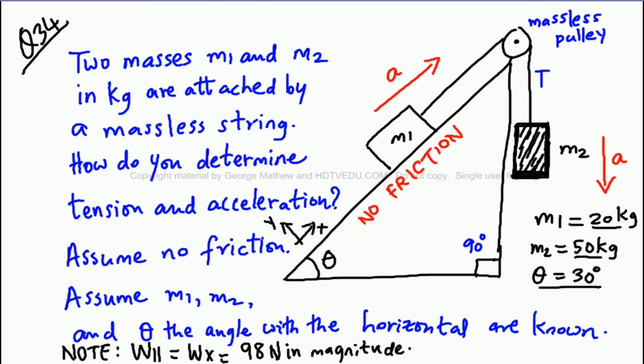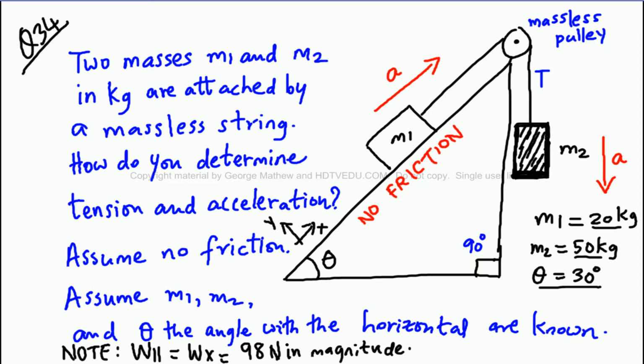Question number 34. Two masses M1 and M2 in kg are attached by a massless string. How do you determine tension and acceleration? Assume no friction. Assume M1, M2, and theta, the angle with the horizontal, are known.